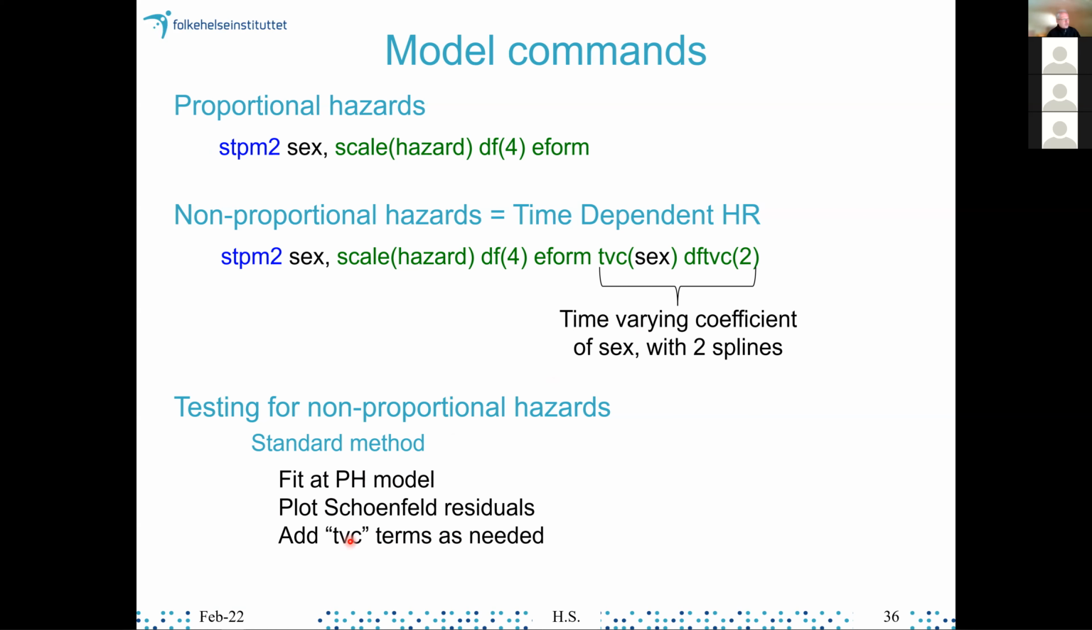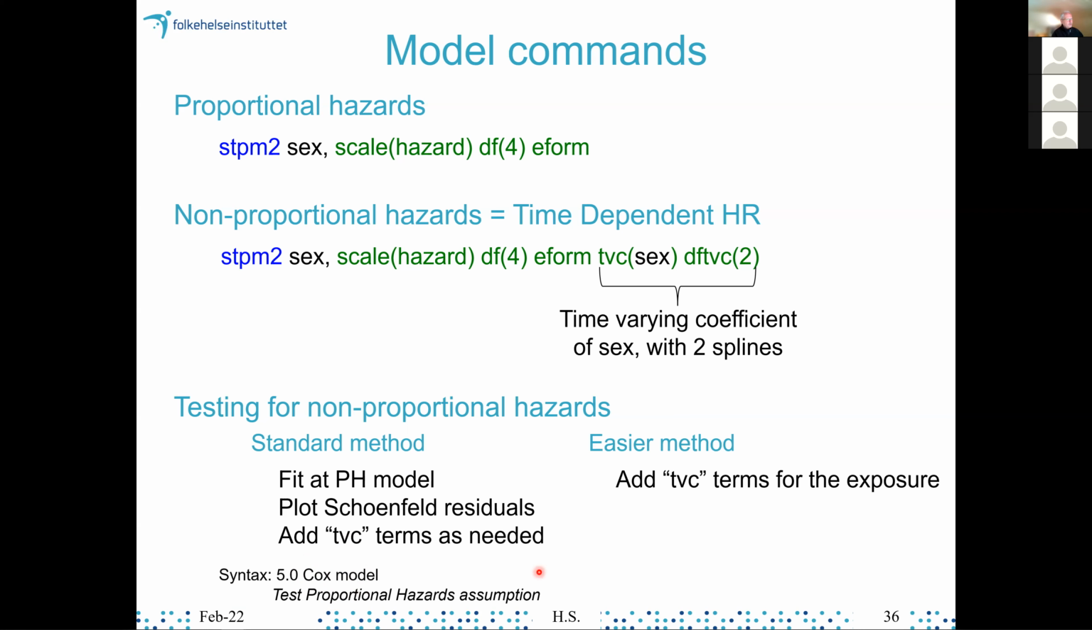Now, understanding Schoenfeld residuals is not easy. The plot is difficult to read, and it's on a totally arbitrary scale. Again, you find the syntax under the Cox model syntax. The much easier method is using the flexible parametric model. Just add TVC terms for the exposure.